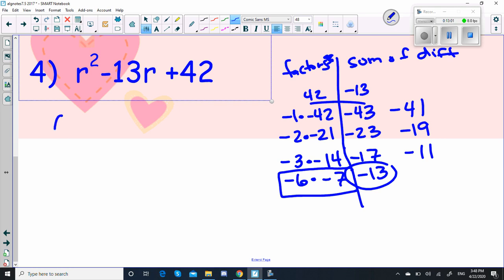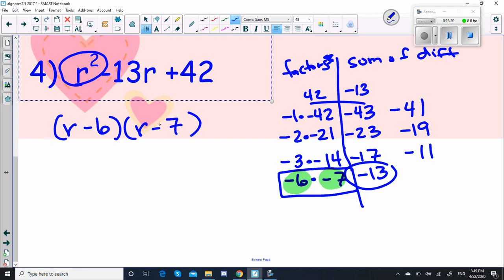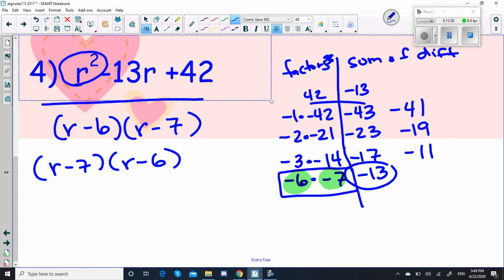So I go over here, and this time I purposely used r instead of x. Because it says r squared right here, in the front positions I put r and r. And in the back positions, I use these numbers that I came up with over here, negative 6 and negative 7. So behind the r's, I put minus 6 and minus 7. And again, if you wanted to write it the opposite way, that would be perfectly fine. Those are both correct answers.